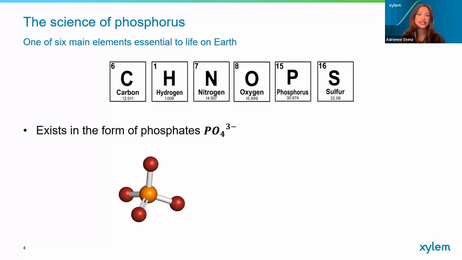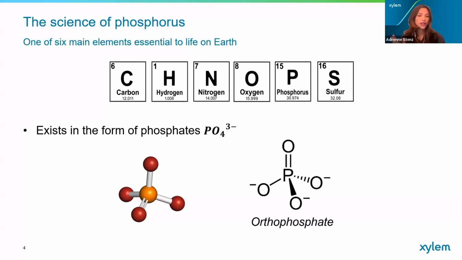Now, phosphorus exists in nature in the form of phosphates, where one phosphorus atom is bound to 4 oxygen atoms, or PO4. I wanted to bring this up because the two terms, phosphorus and phosphate, are used interchangeably because phosphorus exists naturally as phosphate. Phosphorus is an element that by itself is extremely reactive, so PO4 is its most energetically favorable state. So whenever we're talking about phosphorus, we're really talking about phosphate.